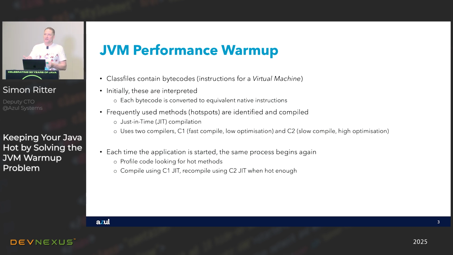The problem with this is that we do this every time we start an application. We start an application, it goes through this process of identifying methods, compiling them with C1, profiling, compiling with C2. Start the same application again, and you're going to do exactly the same thing. Identify the frequently used methods, compile with C1, recompile with C2 based on profiling. So that's wasteful. What can we do to get around that?